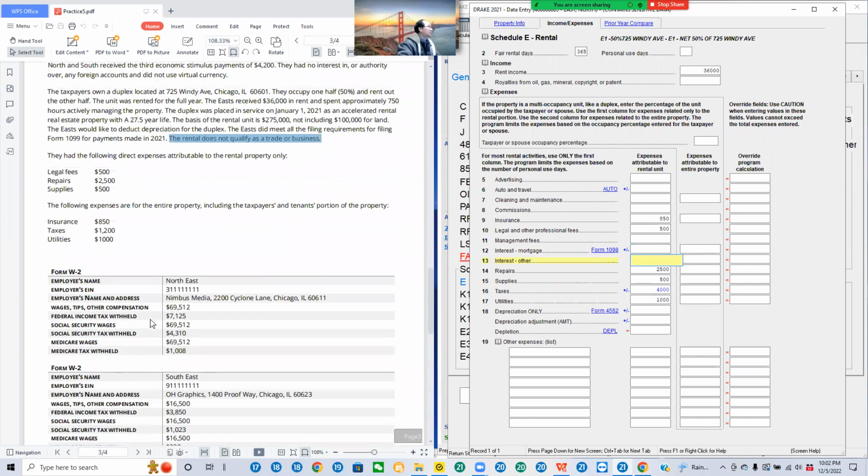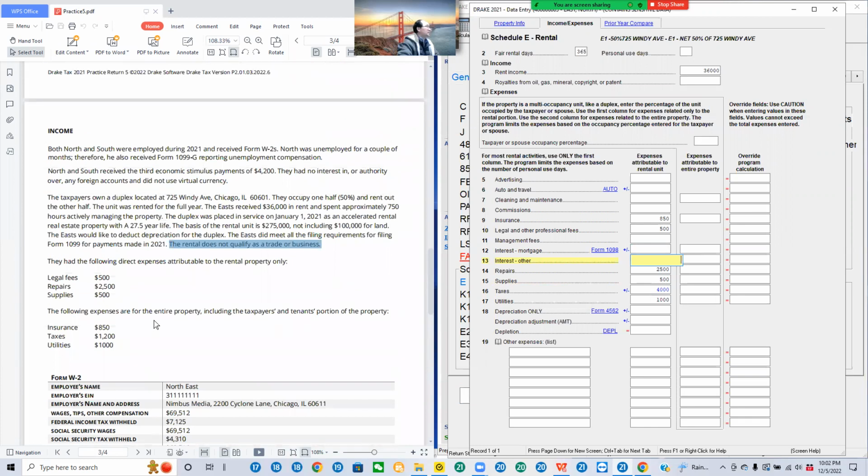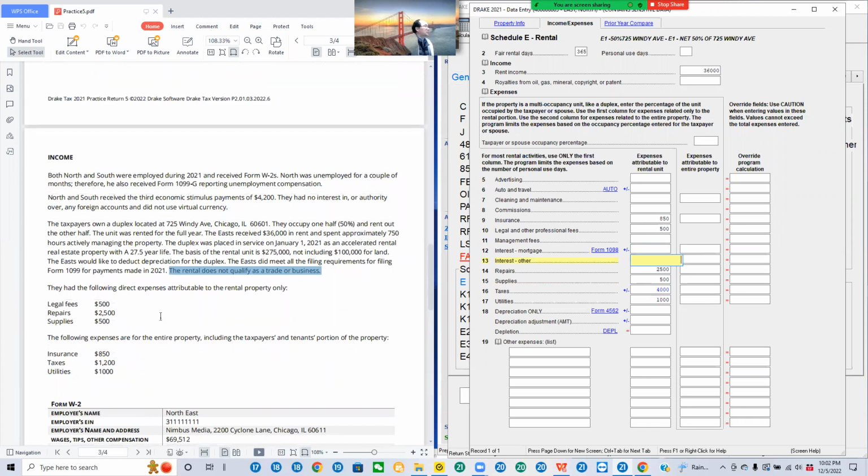Let me see. Property, are we missing any mortgage interest? No, they're not. But normally, in this situation, when people bought the houses, they have mortgage interest. Let's say they have the rental portion of it. The rental portion of it has a mortgage, okay?